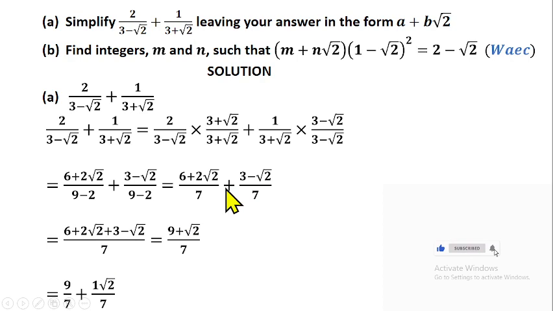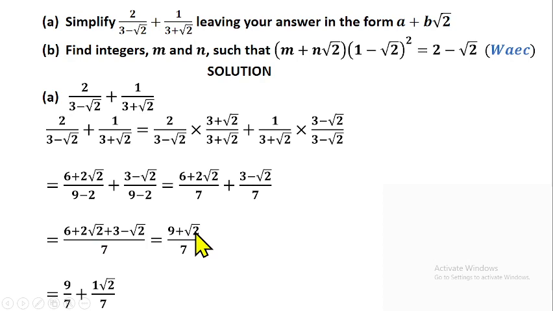7 in 7 is 1 as well. Then 1 times 3 minus root 2. Then from there we can simplify further. Then we can collect like terms here. 6 plus 3 will give us 9. 2 root 2 minus root 2 gives us root 2, because 2 of these minus 1 of these gives us 1 of these. So we have 9 plus root 2 over 7.